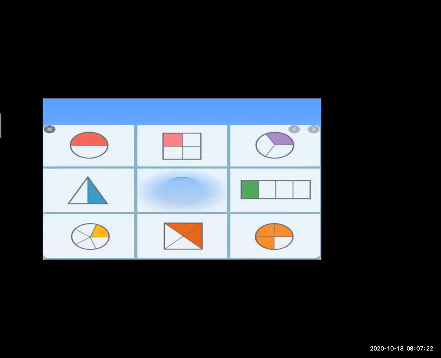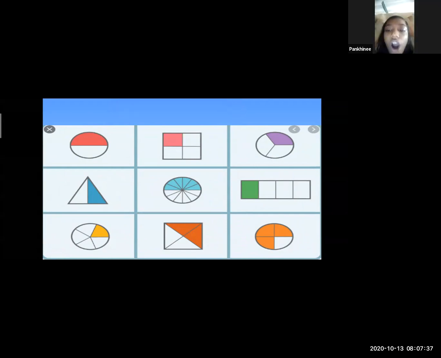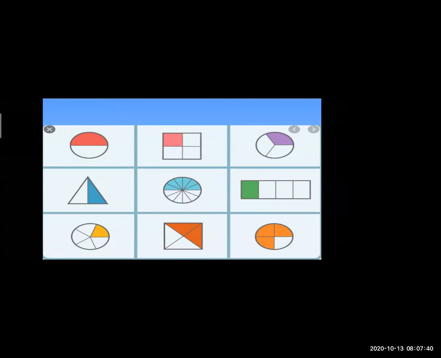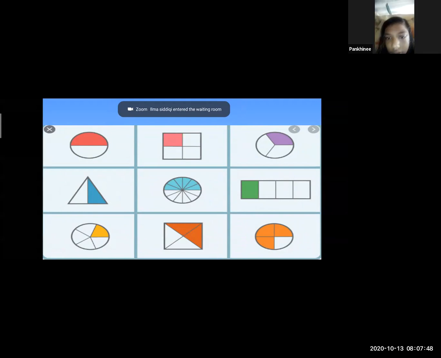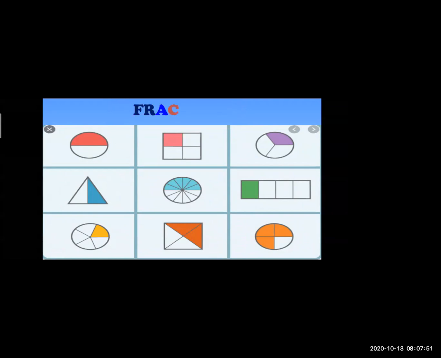Now just look at the second slide that we have. What is this that you're seeing on the screen? Can you just give me one word for this? Miss, these are all the fractions. Very good. These are called fractions. We have pictures or figures which are representing a fraction. So we call this fractions.